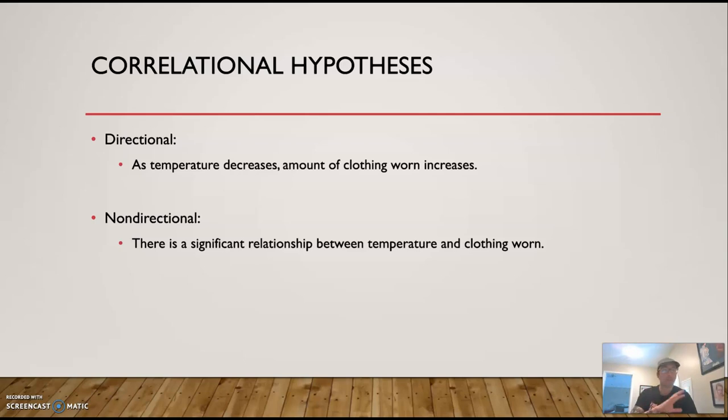Non-directional is going to be a little bit more vague, a little bit more general, right? This one here: there's a significant relationship between temperature and clothing worn. Notice I'm saying basically the same thing as the first hypothesis, but in this case, I'm being less specific about it. I'm just saying there's a connection. I don't know if clothing goes up as temperature goes down or vice versa. I don't know what's going on, but I know there's a relationship. And that word relationship is a functional trigger of a correlational hypothesis. If you see the word relationship in a definition or in a hypothesis like this, you know that a correlation needs to be run.